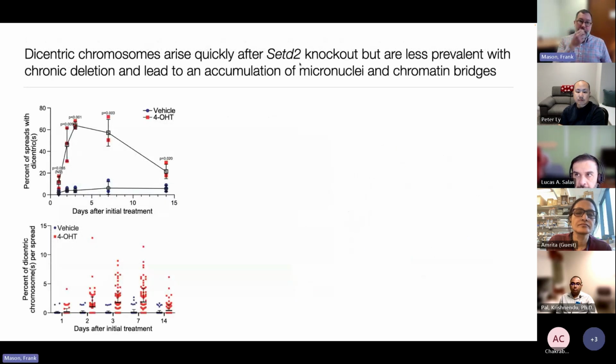And so one of the questions we had is, after SETD2 loss, how quickly are we seeing the generation of these dicentric chromosomes? And so what we did is we added tamoxifen and then isolated metaphase spreads from these cells over time, and we found that the formation of dicentric chromosomes peaks around 3 days after SETD2 knockout, and then kind of wanes over time. But even 2 weeks after SETD2 loss, we still see a significant increase in the presence of dicentric chromosomes.